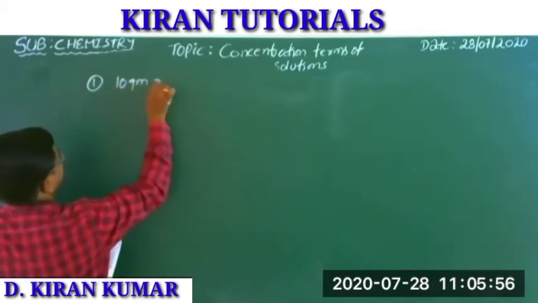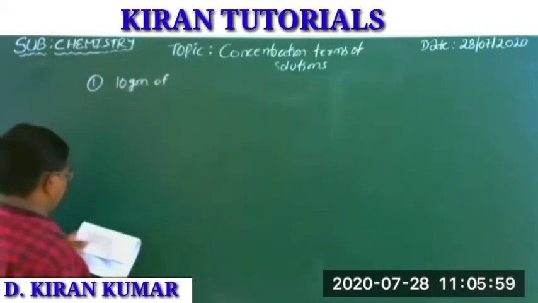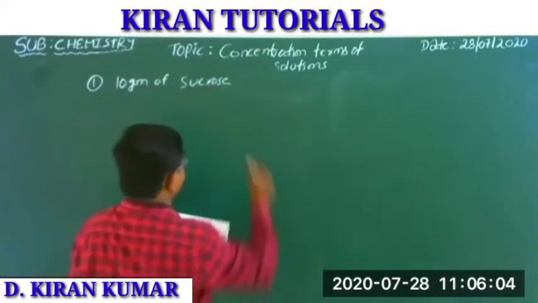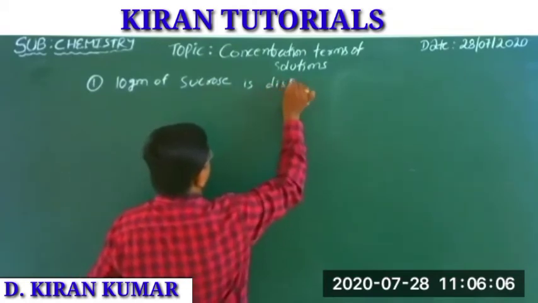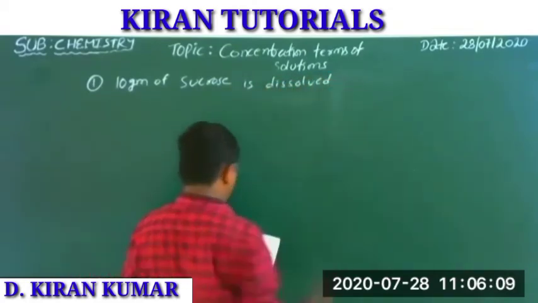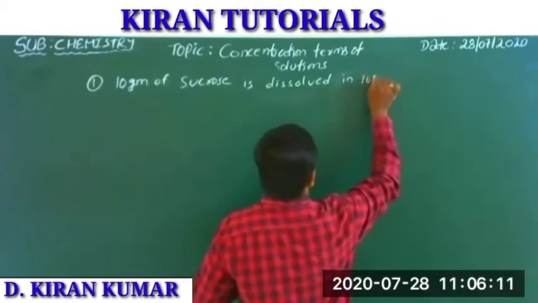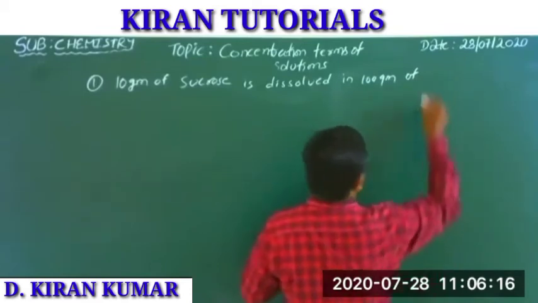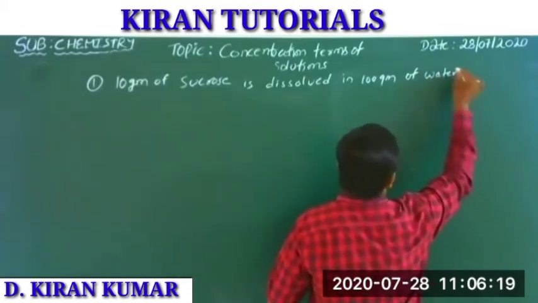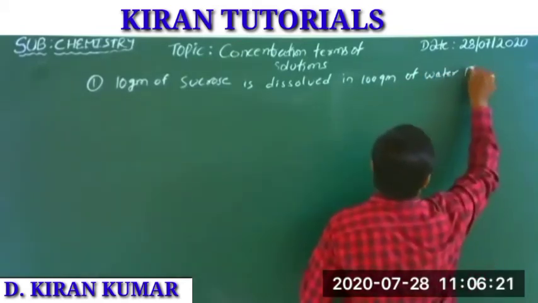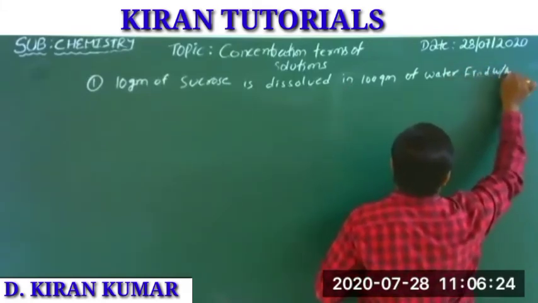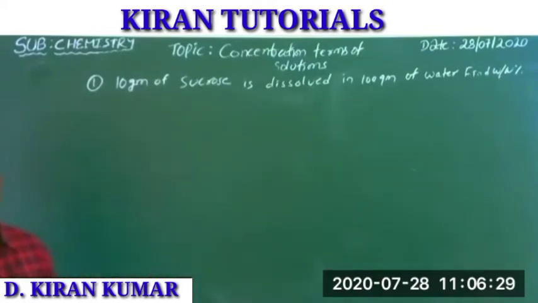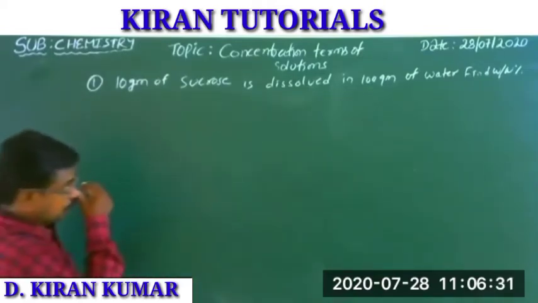10 grams of sucrose is dissolved in 100 grams of water. Find W by W percent. So here, what are the options?